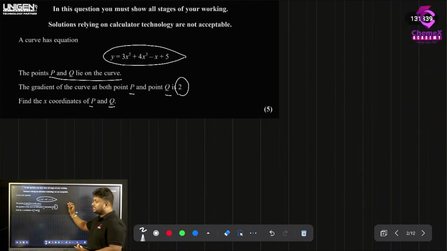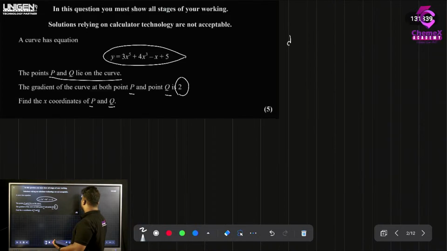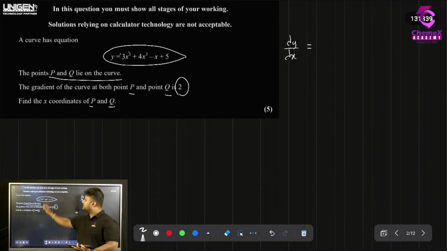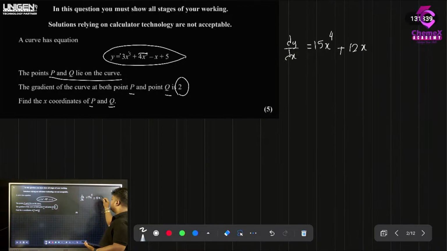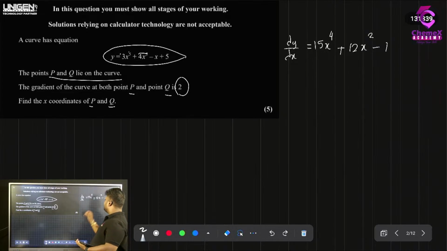Differentiate this. You know that if you differentiate it, you get the gradient. So how do you differentiate? dy over dx, what is it? Easy, no? 5 times 3... 5 times 1, sorry, 15 x to the power 4 plus 4 times 3, 12 x to the power 2 minus 1 plus 5. No, you don't put plus 5, right? Numbers don't come for the differential, right? Okay, so they say this is 2.